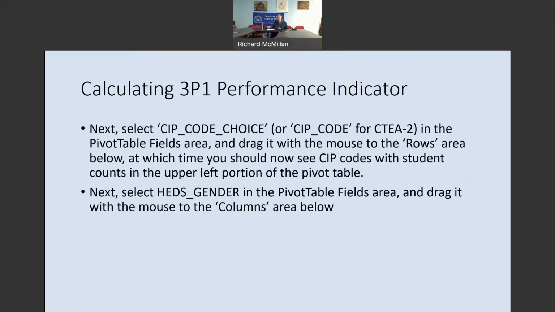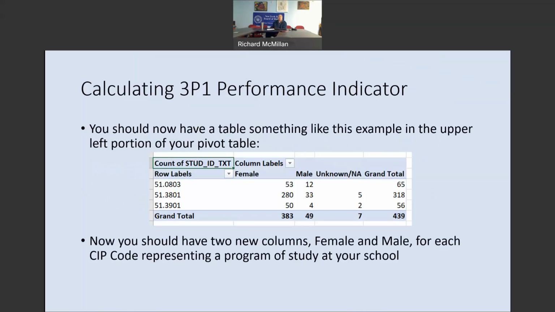You should see a number indicating the count of students in the upper left portion of the pivot table. Next, select zip code choice or zip code for CETA 2 in the pivot table fields area and drag it with the mouse to the rows area below, at which time you should now see zip codes with student counts in the upper left portion of the pivot table. Next, select heads gender in the pivot table fields area and drag it with the mouse to the columns area below.